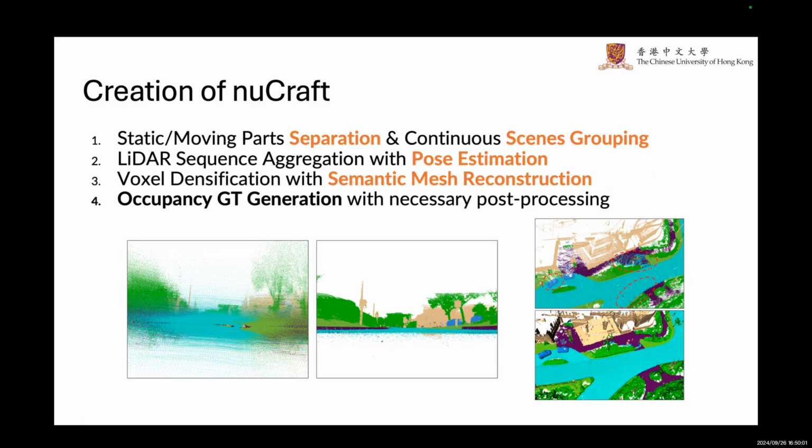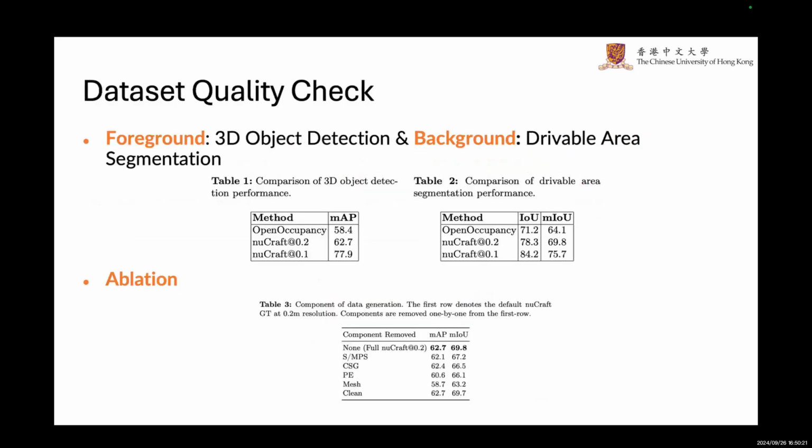So with this mesh in hand, we can do the final occupancy GT generation and necessary post-processing such as hole filling and floating mesh removing and so on and so forth, as well as the visibility mask for camera views and for LiDAR. We also validate the quality of our generated nuCraft dataset.